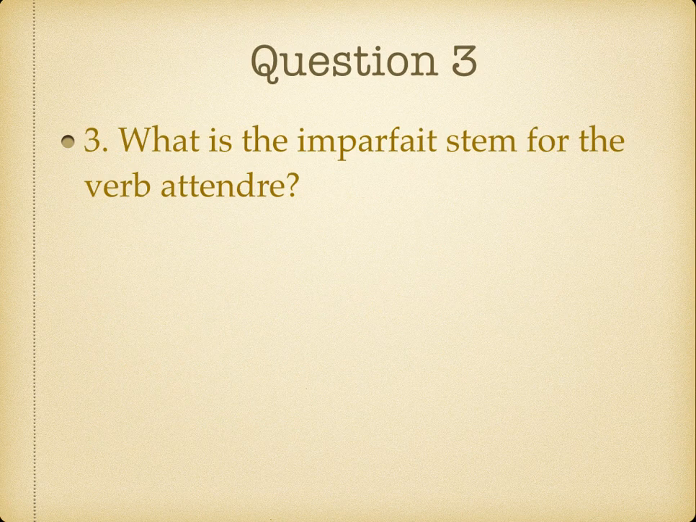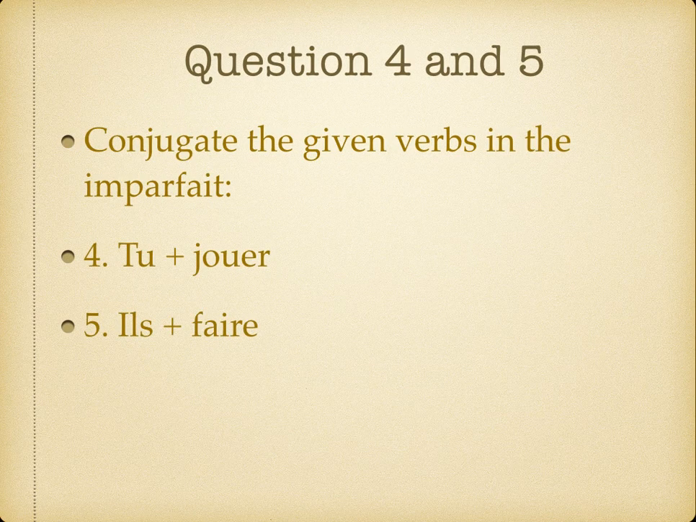So, question 3. What would be the imparfait stem for the verb attendre? And finally, conjugate the given verbs in the imparfait. So if we wanted to use tu and jouer, you played, and il and faire, so they did.